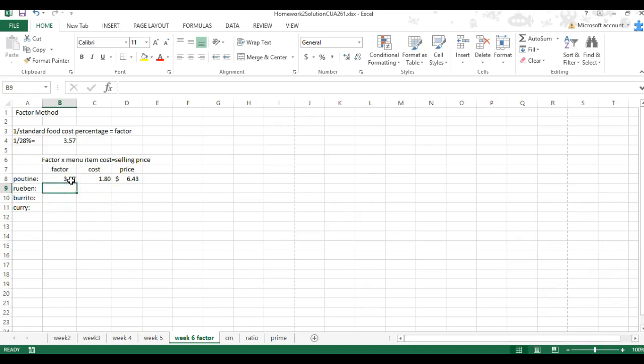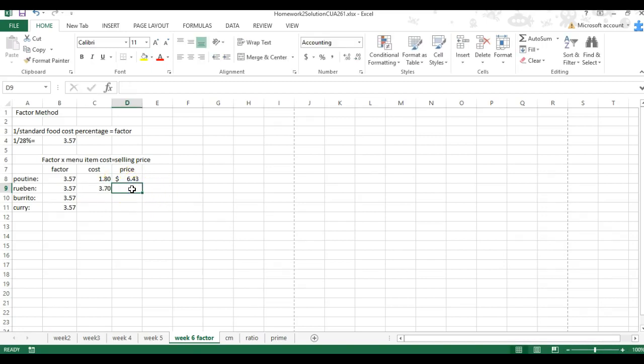All right, so we know all these are going to be 3.57. So we're just going to take this number down and copy it. You notice I even shortened up the titles of the food. We don't need to have everything in there: Reuben, burrito, curry. Keep it simple here. So we know that the Reuben cost us $3.70.